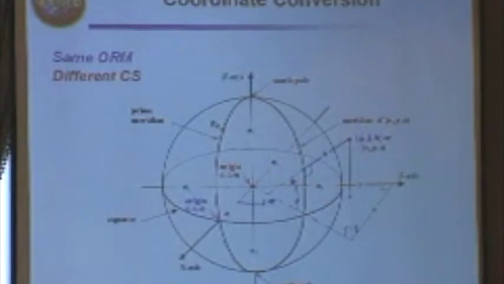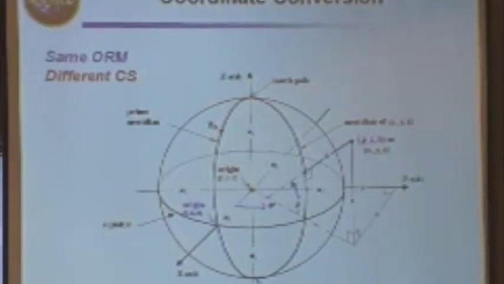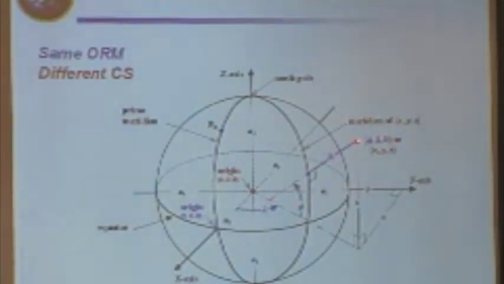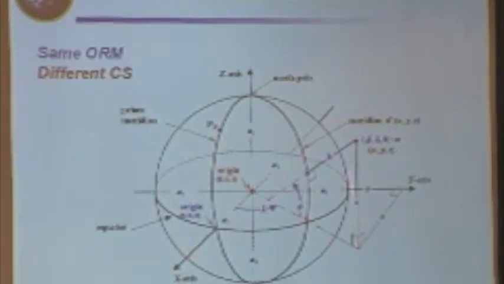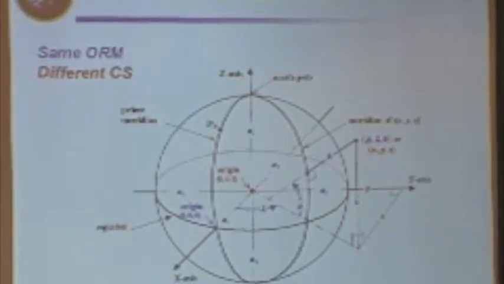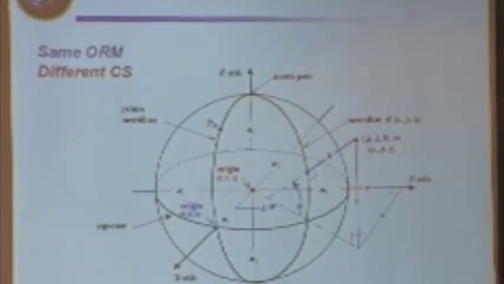So here, for example, we have one ORM, and we can use celestodetic coordinates to come up with these coordinates for this point. Or we can use celestiocentric coordinates, these XYZ coordinates, to come up with these coordinates for that point. So starting with one triple of coordinates and obtaining the other triple of coordinates is called a conversion.